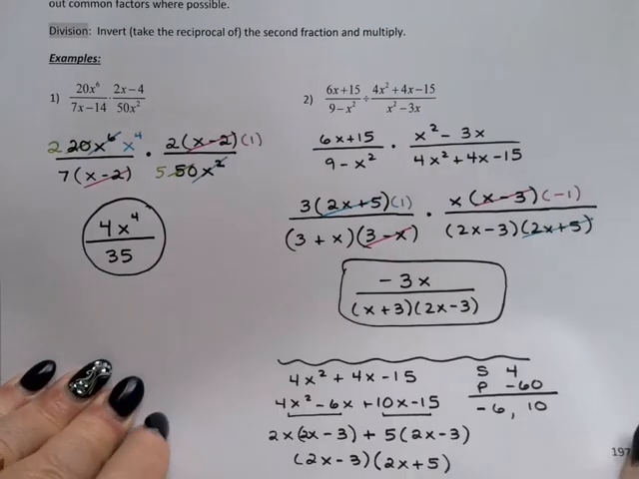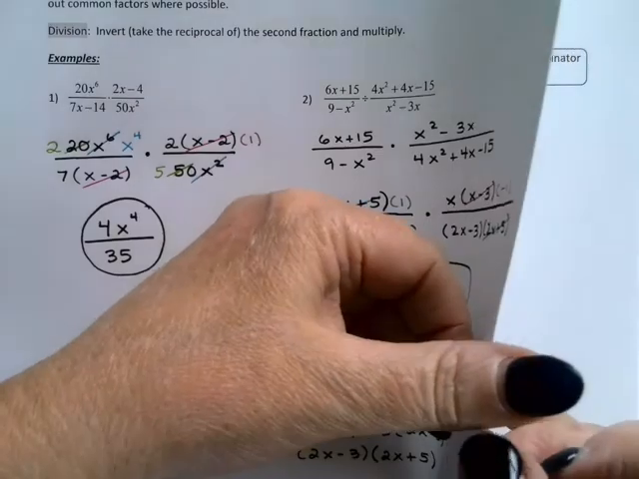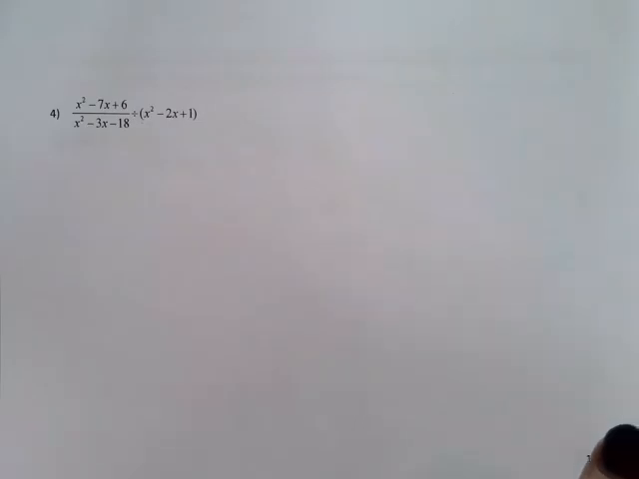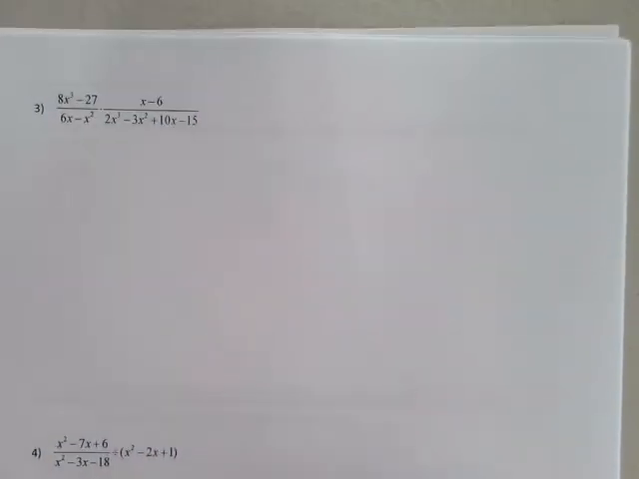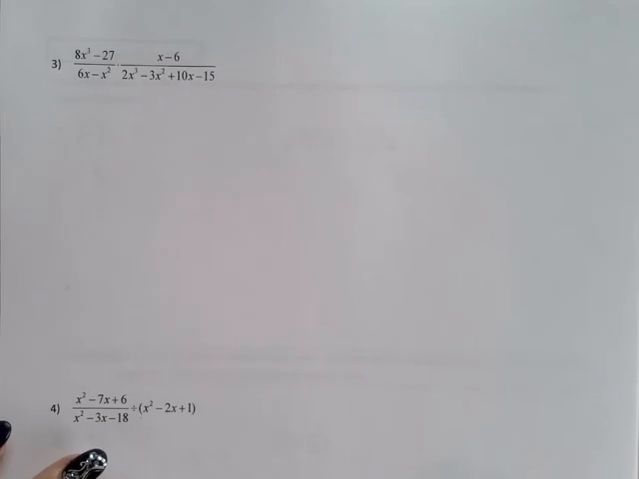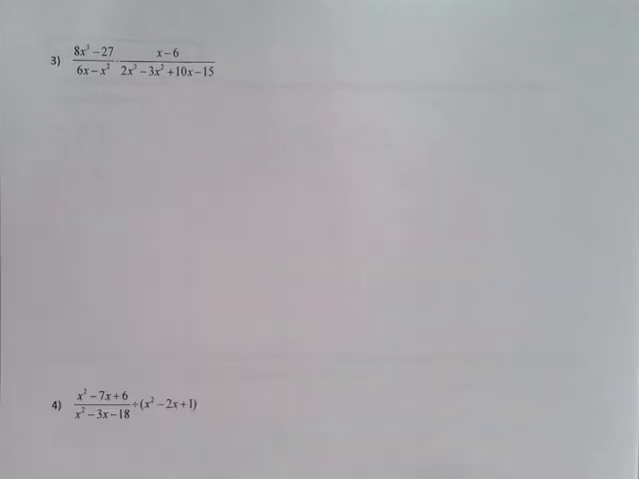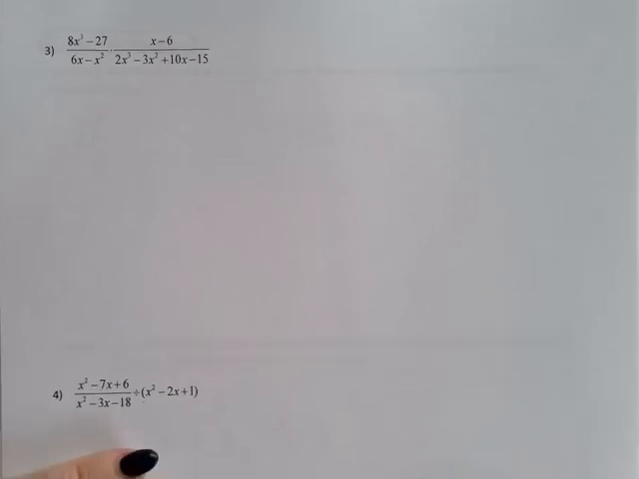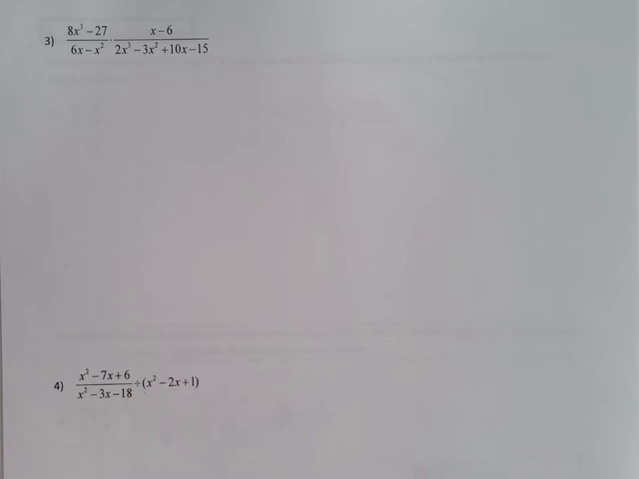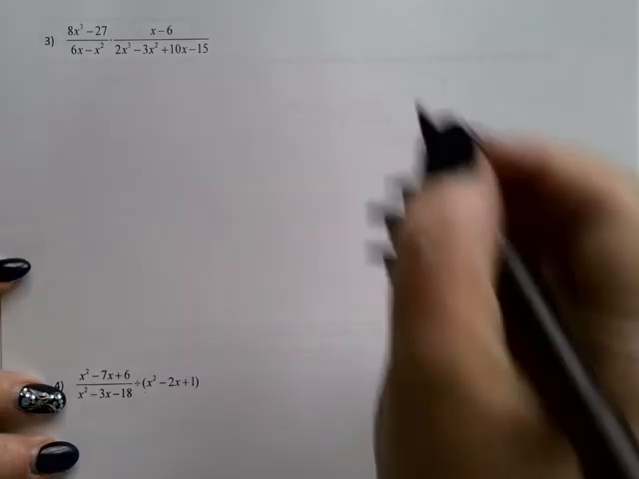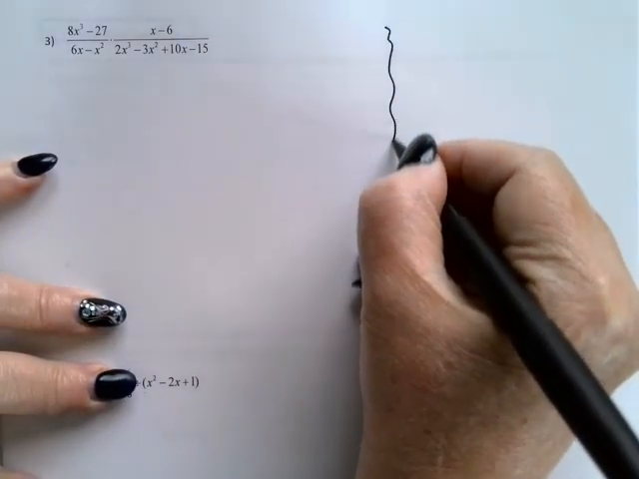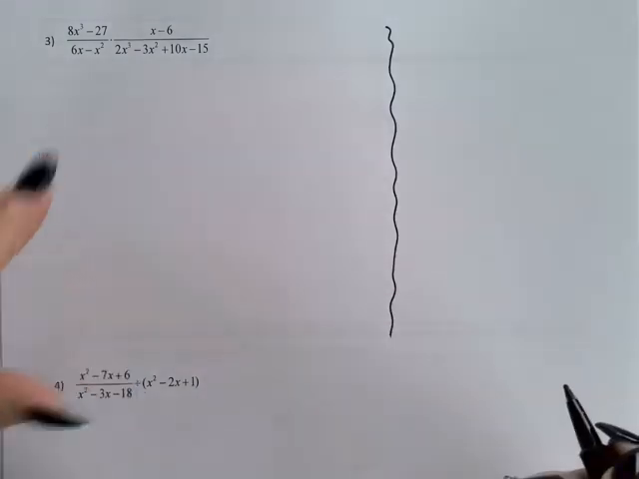All right, let's take a look at a couple more. In example 3, this is multiplication, so I don't have to worry about taking the reciprocal of anything. But once again, I'm seeing quite a bit of factoring that I can do. So let's see here. Maybe I'll do my factoring off to the side this time.